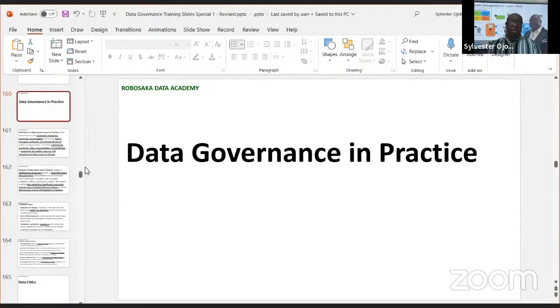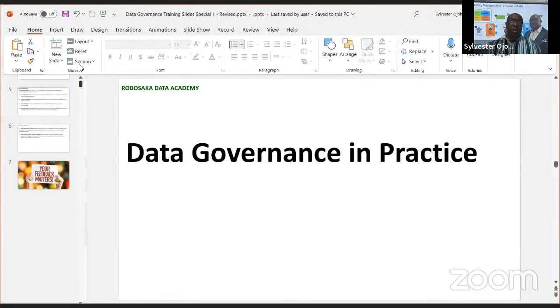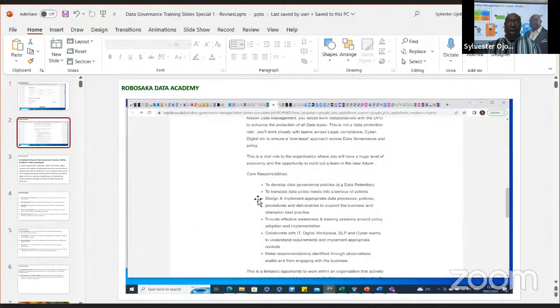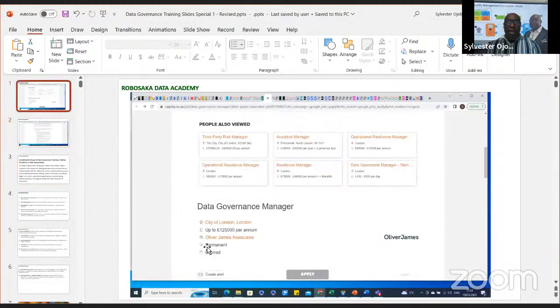This is my system. Okay, I started with this data governance manager. Okay, implement, and I show you everything that is here. If you look at this now, here we're talking about up to 125,000 per annum for data governance manager.